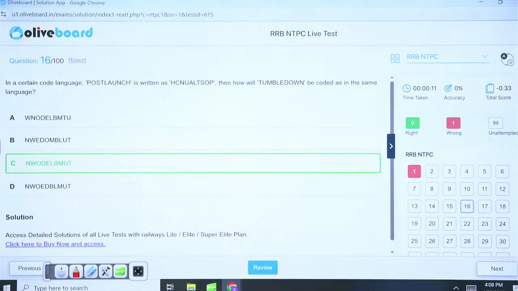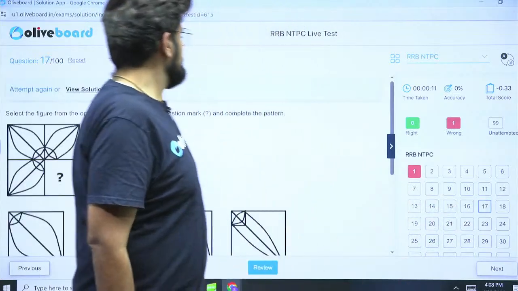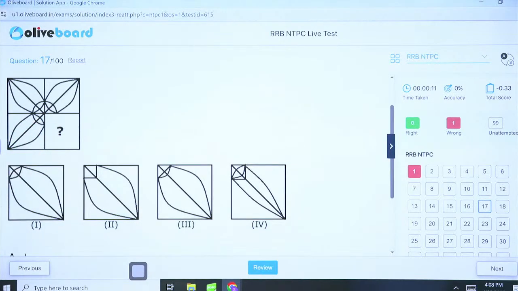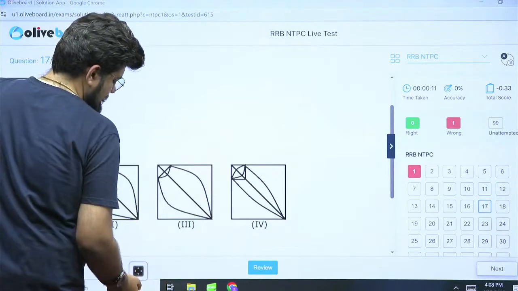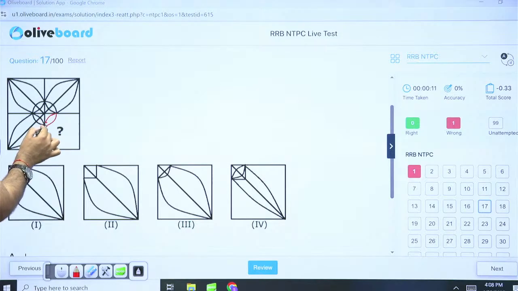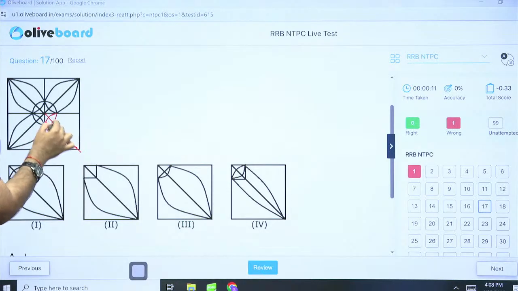Okay. Question number 17. Pattern completion. No rocket science. So if you observe, we need a curve here, okay, which is there in the option. We need a curve here and a line which is crossing completely, okay, and then this will go like this.